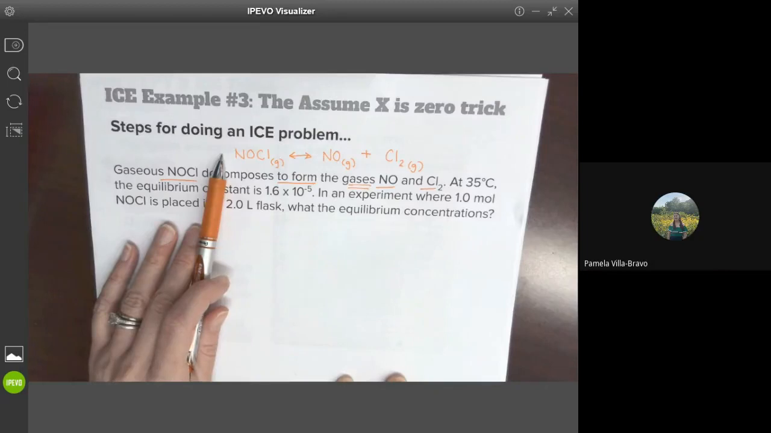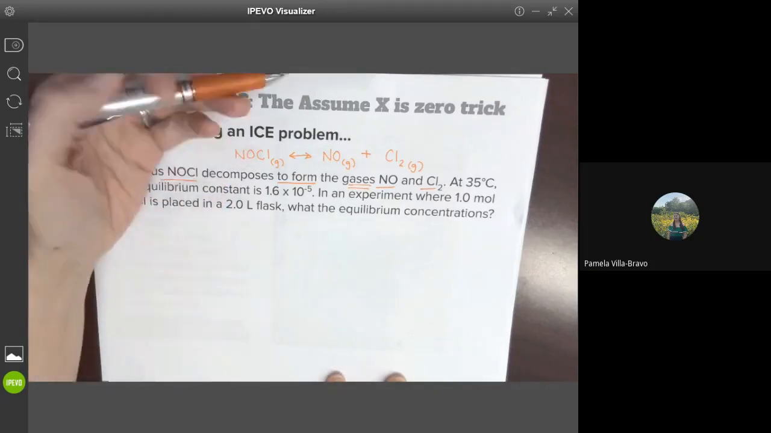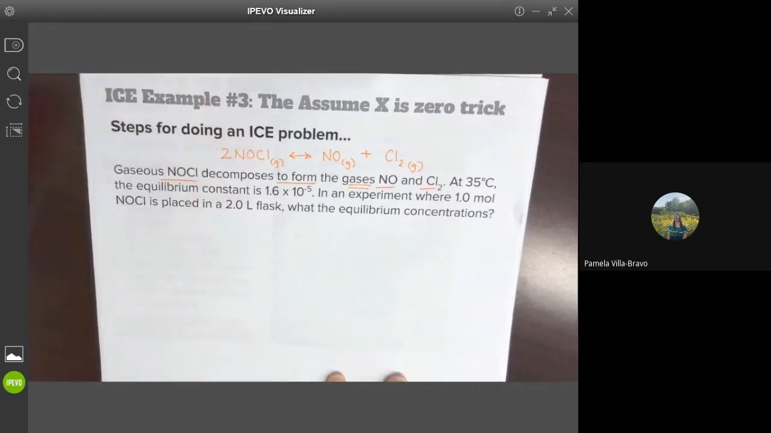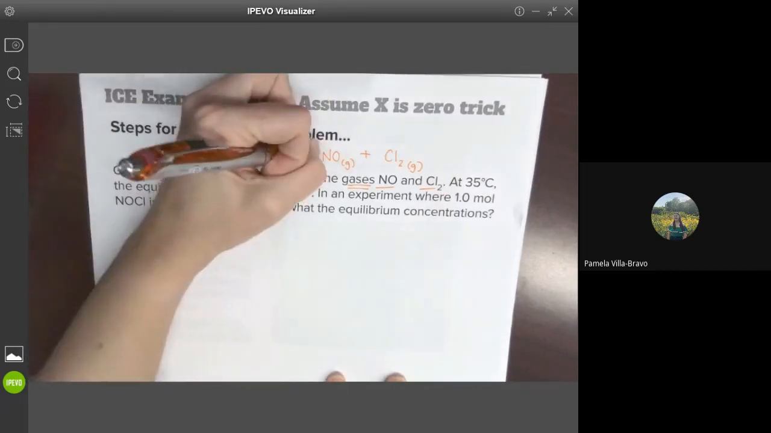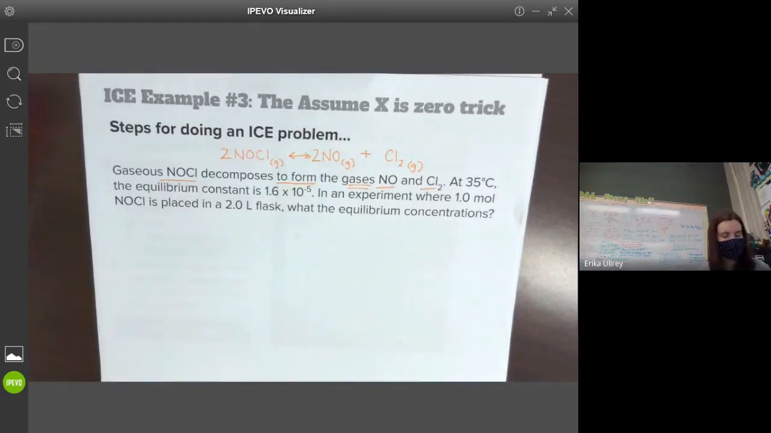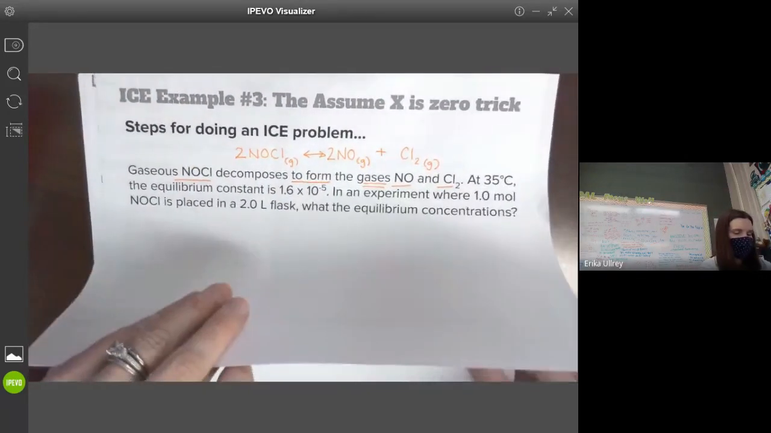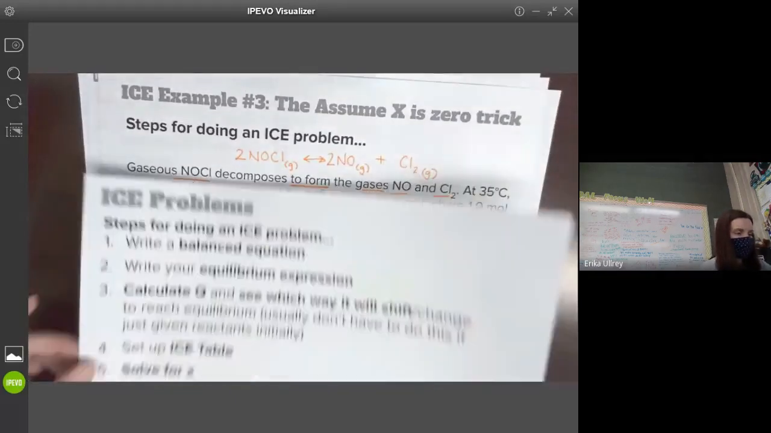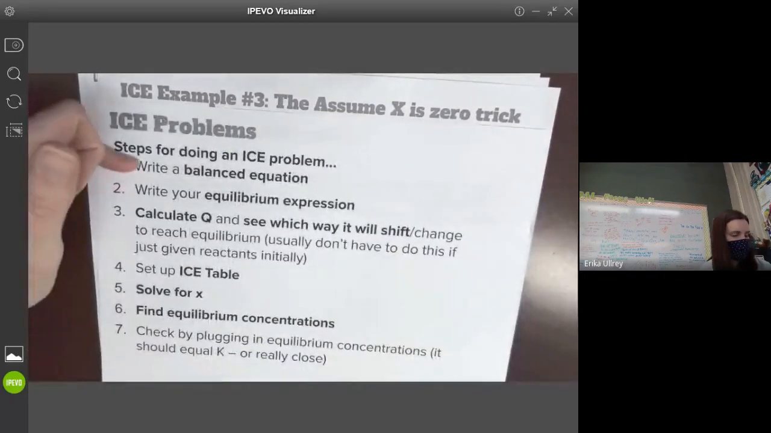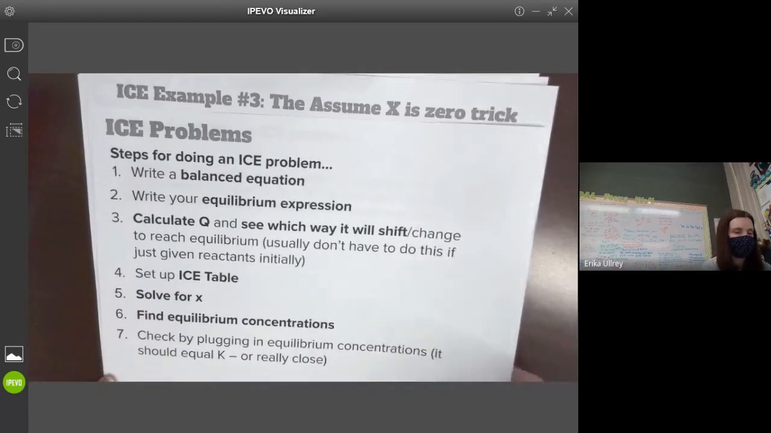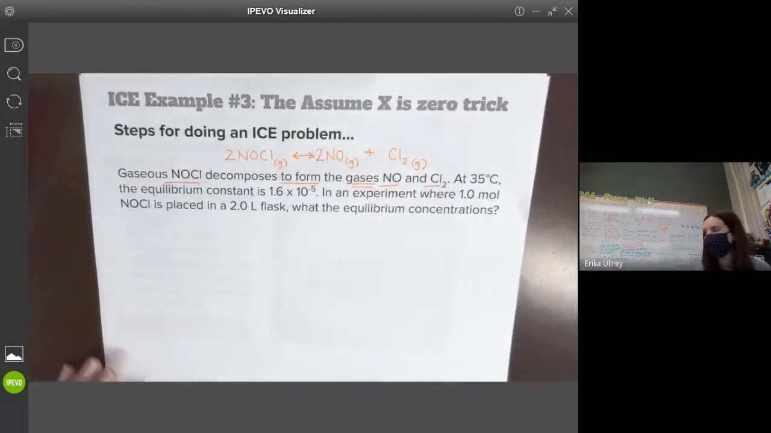We will have to put a 2 in front of NOCl, but then we will also have to put a 2 in front of NO on the product side. Perfect. All right, so that's step one for solving, right? We have a list of steps to follow to solve one of these problems. The first one is write a balanced equation. The next one is write an equilibrium expression. So we need to write an equilibrium expression for this one.